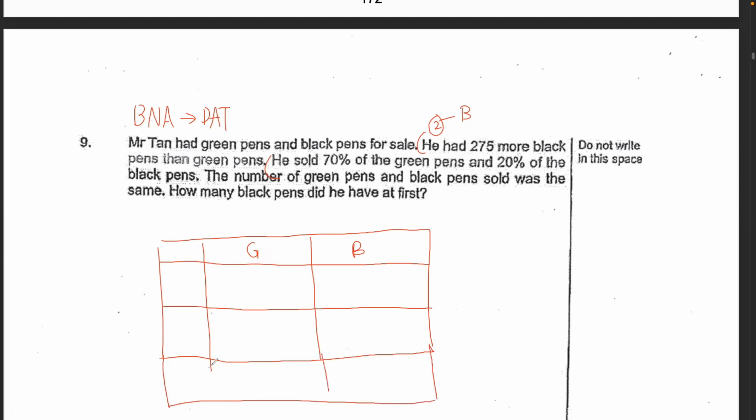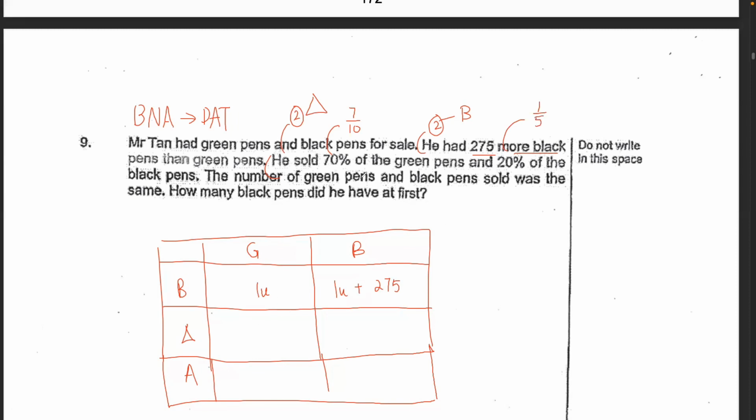Now, once I'm done with this, I can write down before, change, and after. I know that he had 275 more black than green. So I will put 1 unit plus 275 over here, and for green it has to be 1 unit. Now, the next thing you want to do in sentence number 2, because this is the change, is that he sold. Sold means minus. 70% changes to 7 over 10. 20% basically is 20 over 100, and if I reduce it, I get 1 over 5.